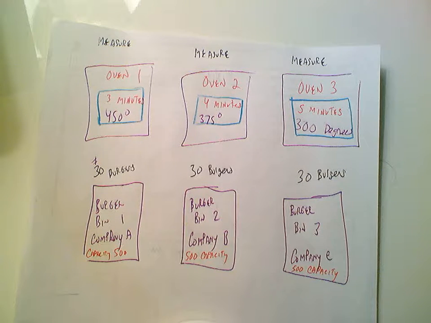And to run their test, what they did is they happened to have 3 ovens available. And so they set one to do 3 minutes at 450, another to do 4 minutes at 375, and the other one to do the 5 minutes at 300 degrees. And they're going to throw 30 burgers on each and compute the juiciness using some different moisture content tracking devices that they happen to have.